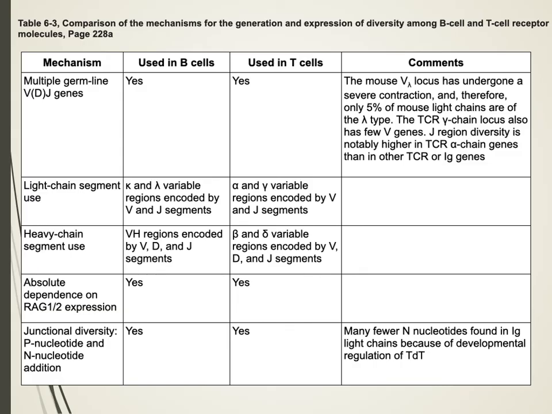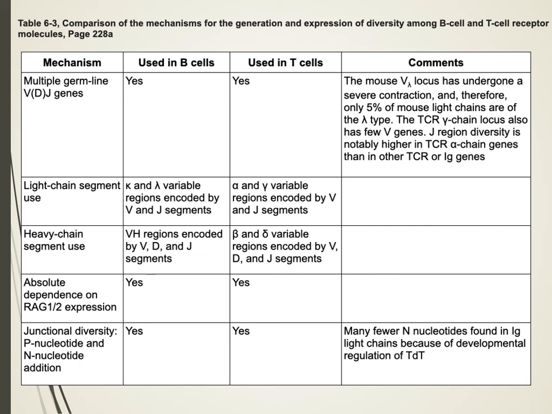So this table's from the textbook, and it does a nice job of comparing the processes between the T cells and B cells. A little overwhelming, but if you take each line and work through and think about the information presented in the audio lecture or from the textbook or from just the slides, we can start to compare and contrast these processes. How are they similar in B cells and T cells, and how are they different?